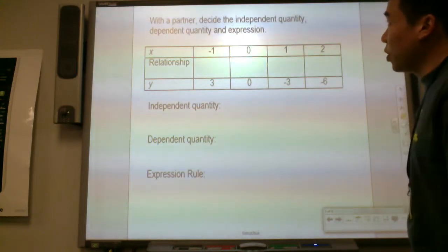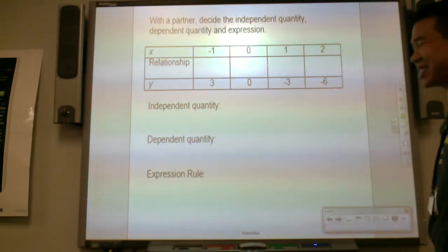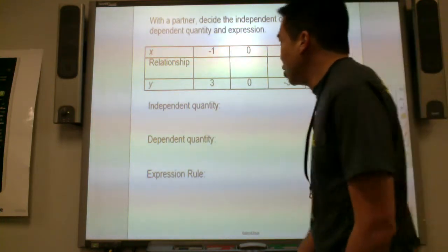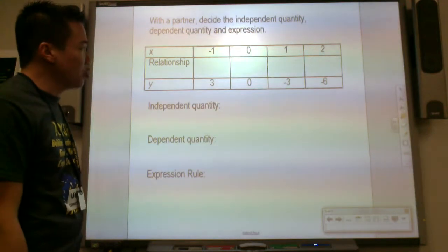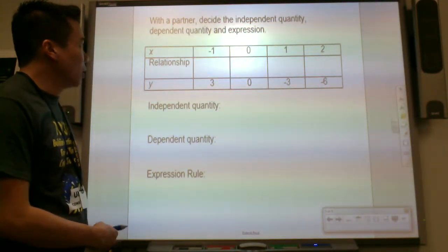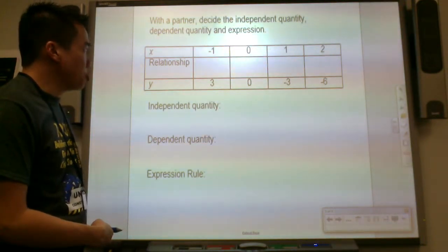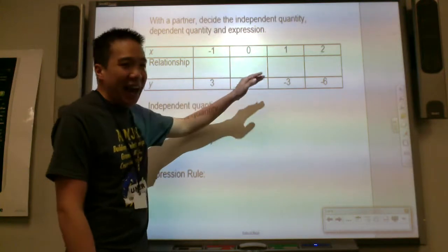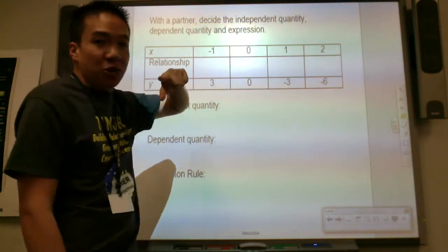So, with a partner, describe the independent quantity, dependent quantity, and expression. What's happening in the relationship? So we have -1, it goes to 3. 0 goes to 0. 1 goes to -3. 2 goes to -6. What is happening here? What is the relationship? I don't know. Well, I know it's not adding anything, because how can you add to 0 and get 0? I bet you it's multiplying.